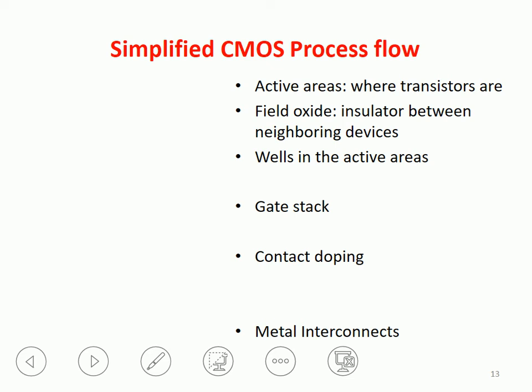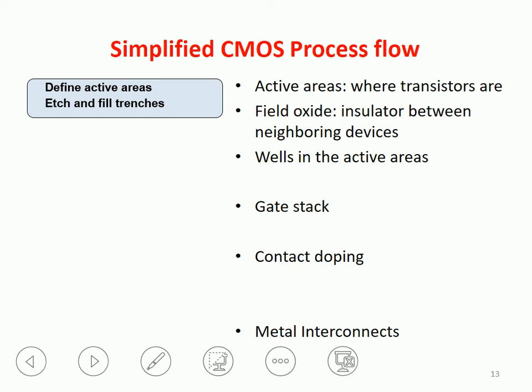So let's consider a simplified process flow, step by step, in order to fabricate a MOSFET. Just think in terms of the cross section of the inverter that we have seen before. Basically, we start by defining the active areas and making the trenches with dry etching, the trenches that have to separate the different transistors, and filling them with insulator, with silicon oxide. So we start with the active areas and the trenches.